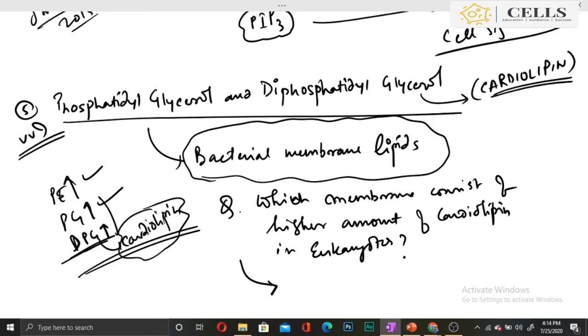So if a question asks which membrane consists of a higher amount of cardiolipin in eukaryotes, which is similar to the bacterial membrane, that is the mitochondrial inner membrane, because the mitochondrial inner membrane and the bacterial membrane are the same thing. They have the same lipid to protein ratio and the same kinds of membrane lipids. So what is present in your bacterial membrane, that same composition will be present in your mitochondrial inner membrane.